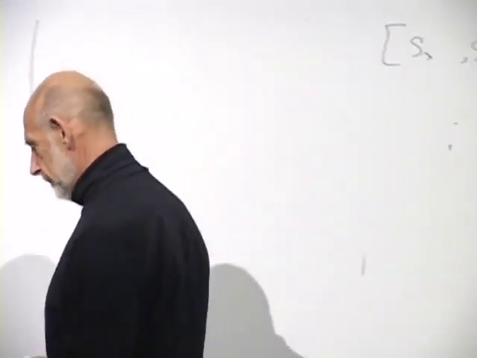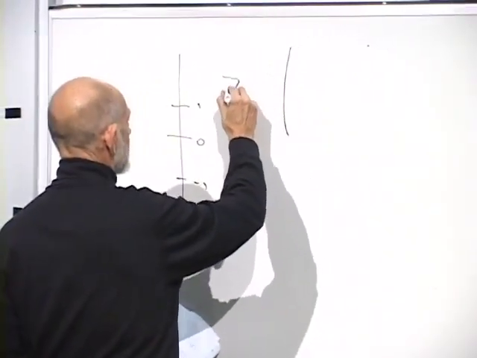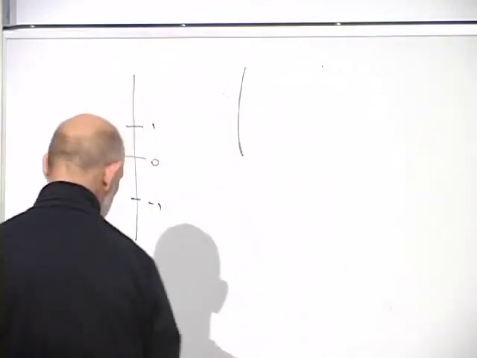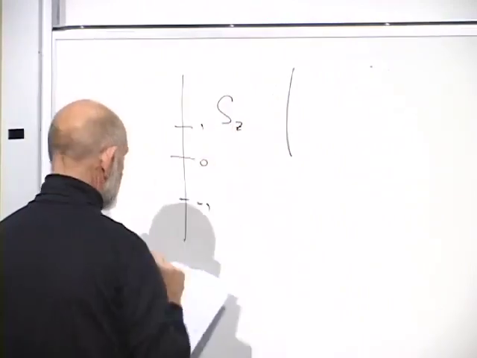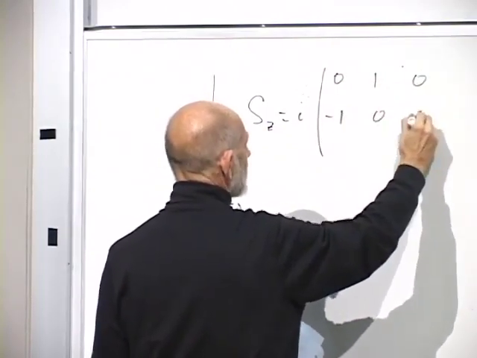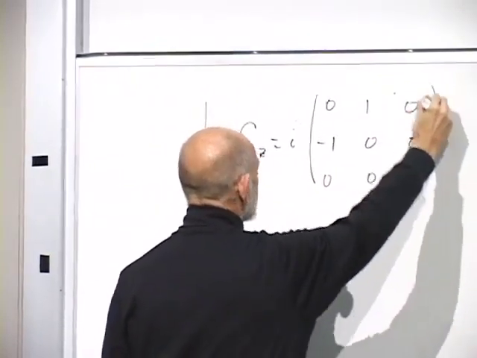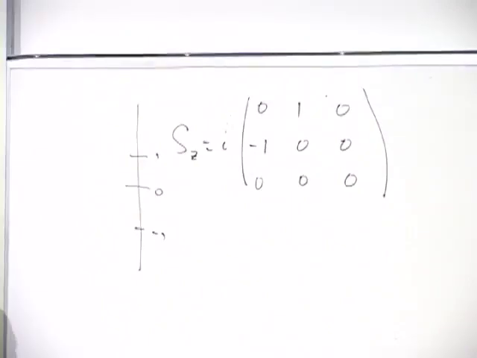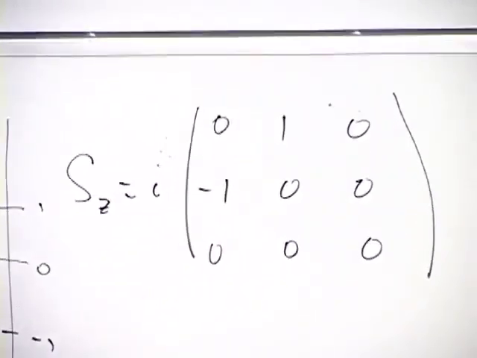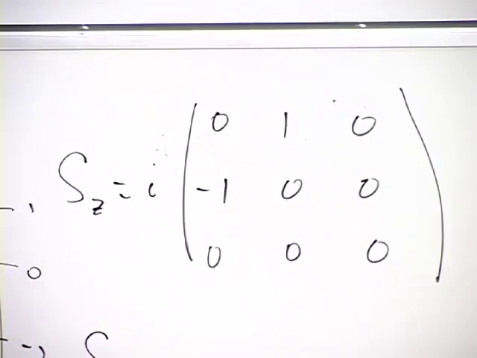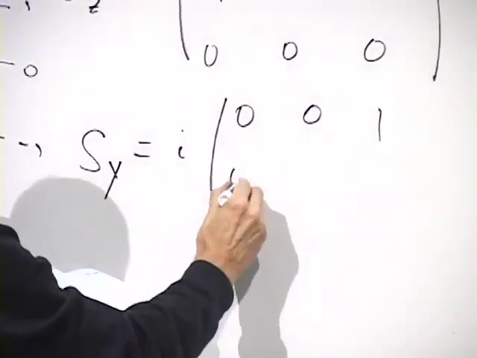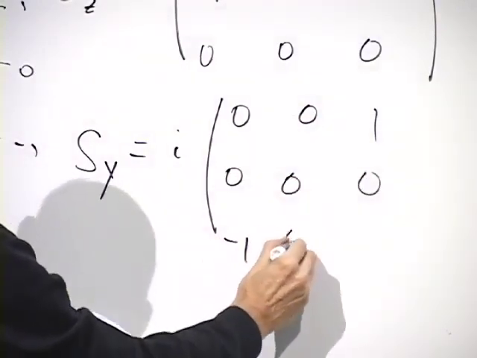They're 3 by 3 matrices. Let's see, I think it's Sz. The spin along the z direction is equal to i times the matrix 0, 1, 0; minus 1, 0, 0; 0, 0, 0. It looks sort of familiar, but not quite. It's 3 by 3, but it kind of looks like Sy over there, but it doesn't have the factor of 2. It's different. Let's see what's next. Sy is equal to i times 0, 0, 1; 0, 0, 0; minus 1, 0, 0.